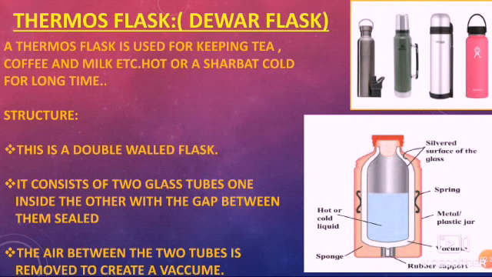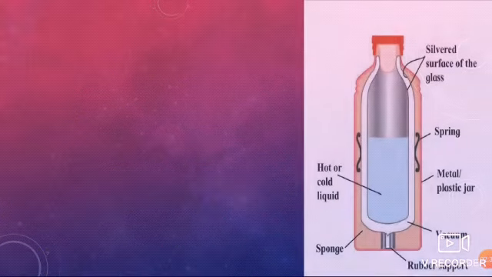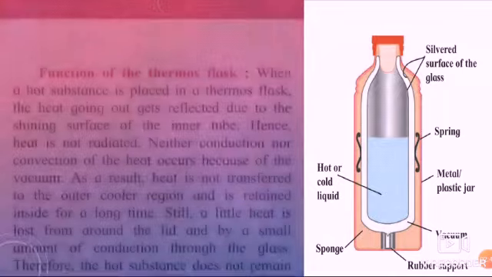So this is the double-wall flask. Inside the flask there is a double wall. It consists of two glass tubes, one inside the other, with a gap between them sealed. The air between the two tubes is removed to create a vacuum. And the last part, we are going to see the function.